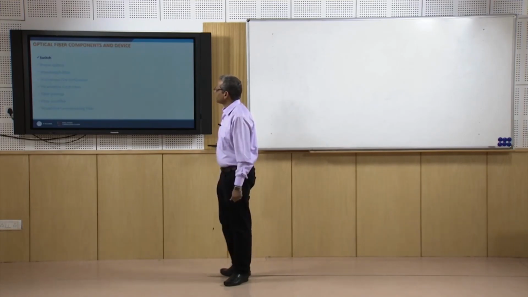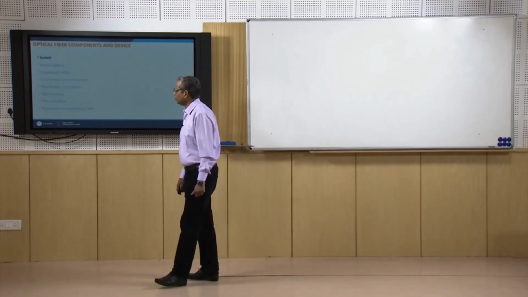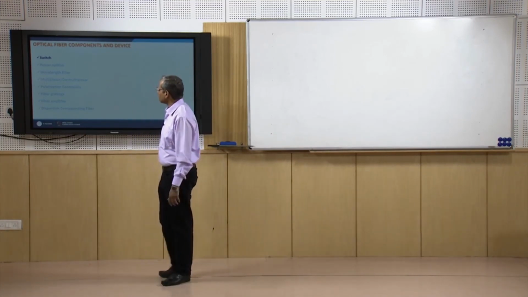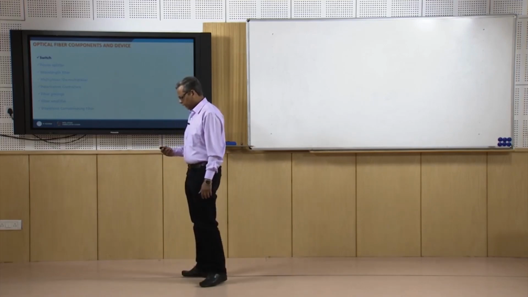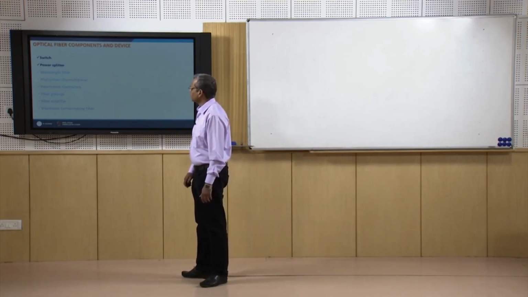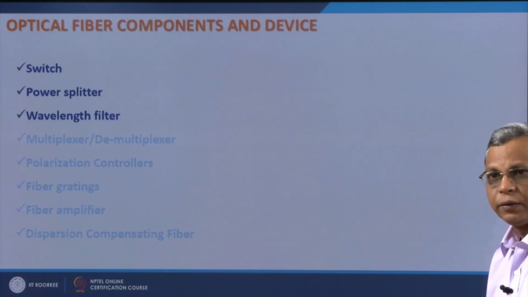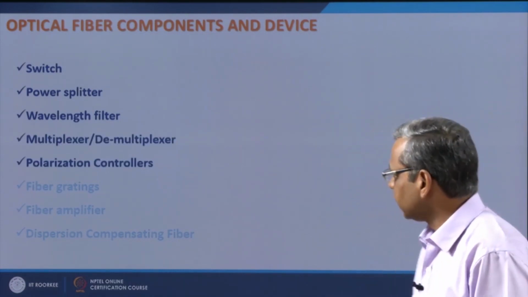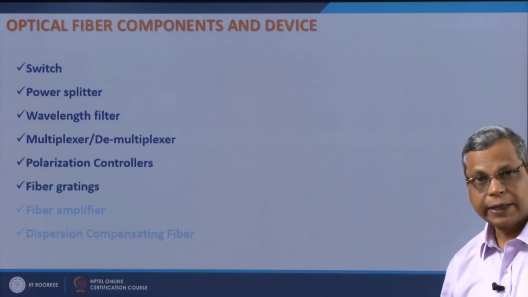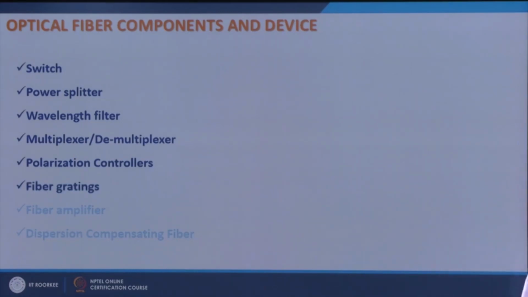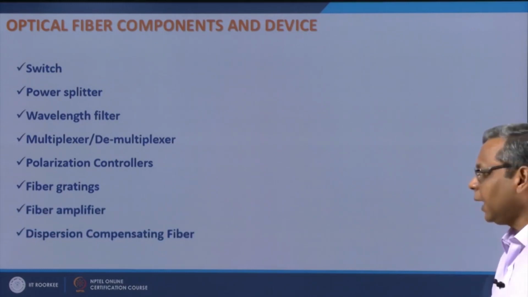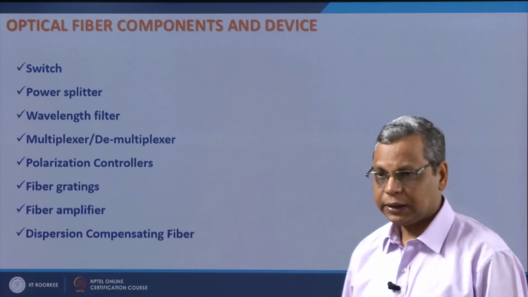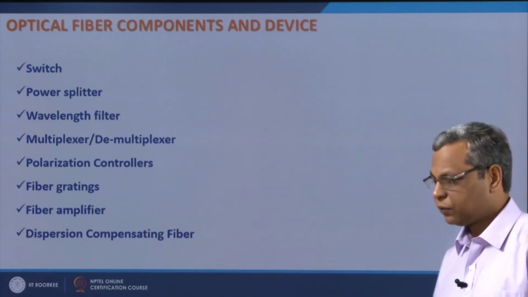What kind of components or devices we want to study here are switches, then we have power splitter, wavelength filter, we may require multiplexer, demultiplexers, polarization controllers, fiber gratings, fiber amplifiers, and dispersion compensating fiber. So, we are going to study these components and devices in the next few lectures.